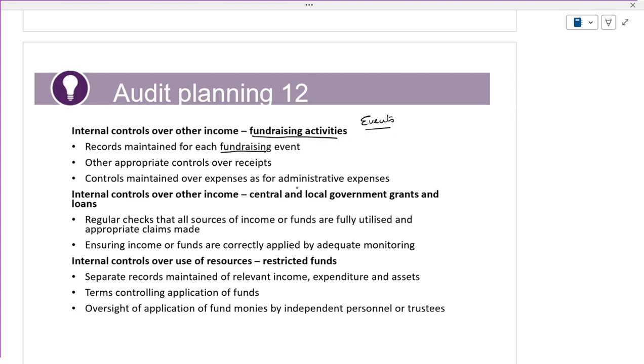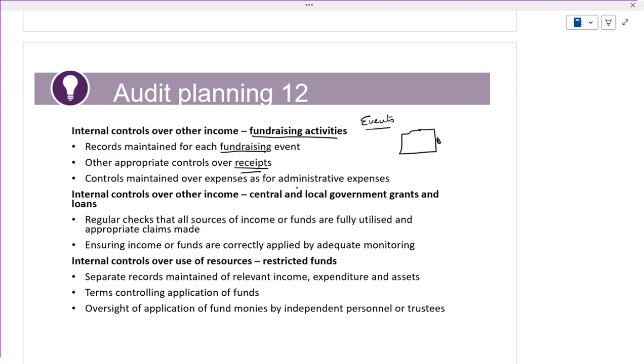Other appropriate controls over the receipts. How do you see what will happen? You are saying that this is a sealed box, and that they will have the lock also. But what will happen? You should have controls on who is going to collect, who is going to open, who is going to count, as simple as that.